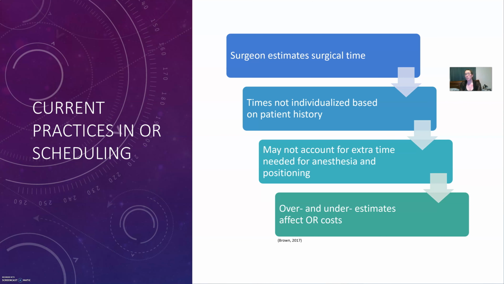It might be that the surgeon writes in their preferences how much time they need for the surgery, or that the scheduler has a list of approximate times that the surgeon needs. But these are based off of the surgeon's self-reported times. Because of this, the times are based on the procedure and not individualized based on the patient's history. They may not account for extra time needed for anesthesia induction, anesthesia emergence, or positioning, and over or underestimation of these times can affect OR costs.